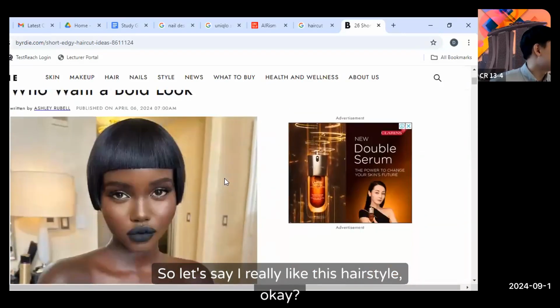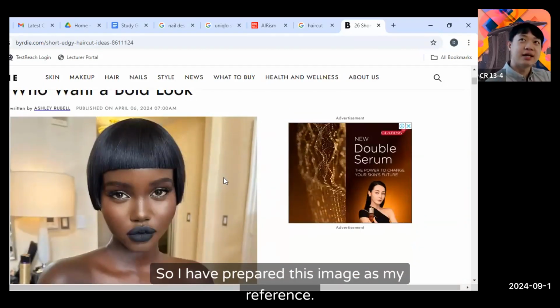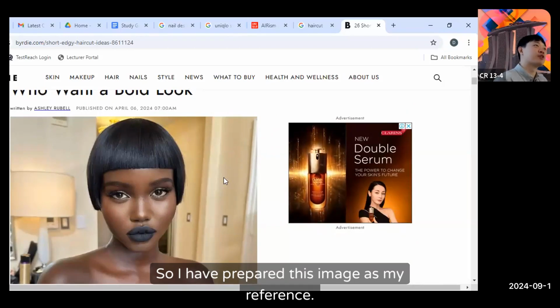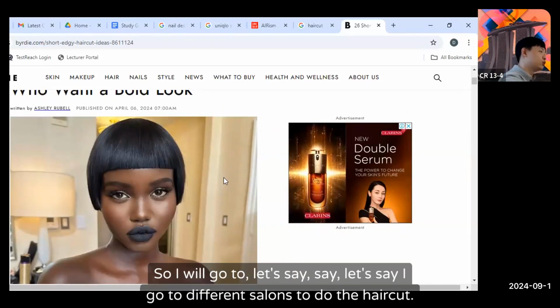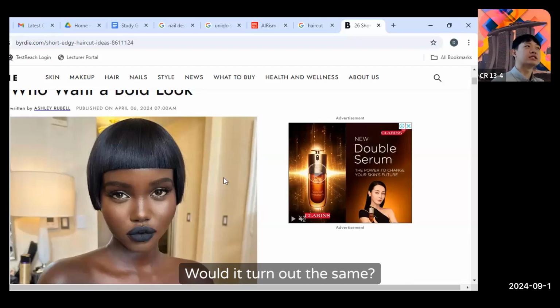So let's say I really like this hairstyle. I want to go with this hairstyle, so I have prepared this image as my reference. Let's say I go to different salons to do the haircut. This is the reference. Would it turn out the same?